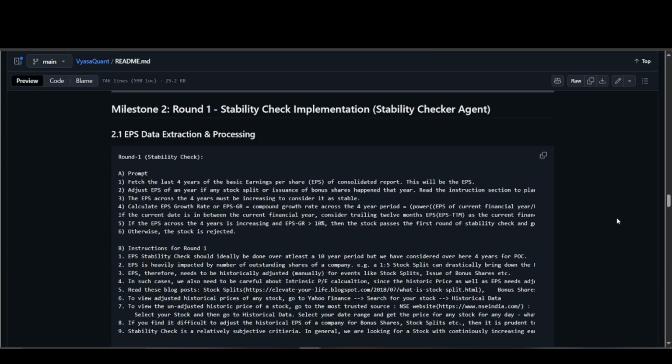Now let me take you through the logic of these two agents. The stability checker agent performs the stability check based on the EPS. It will fetch the last 4 years' basic EPS and adjust them if there's a stock split or issuance of bonus shares in any specific year. The EPS across the 4 years must be increasing in order to consider it stable. Then the EPS growth rate is calculated. If the EPS across the 4 years is increasing and the EPS growth rate is greater than 10%, then the stock passes the first round of stability check and moves on to the next round, which is the value analysis.